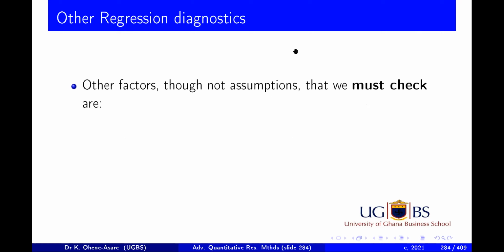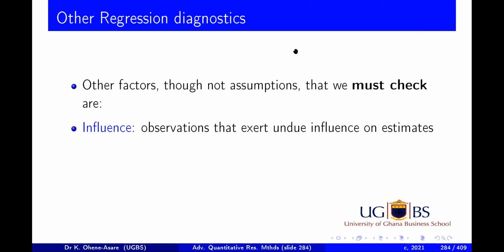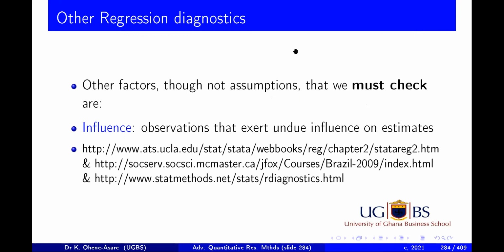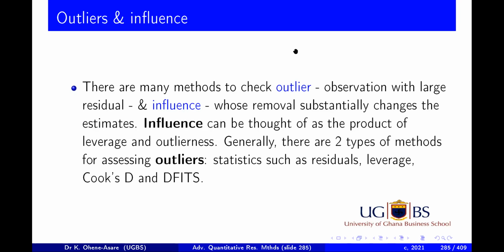Now, there are certain things that are not assumptions, but you sometimes have to check. Some of them include influential variables, variables that are influencing the movement. I've given you some links here for you to go and watch some videos related to influential variables. Outliers and influencers. First, what's the difference between an outlier and an influencer? Who can raise a hand and tell me?